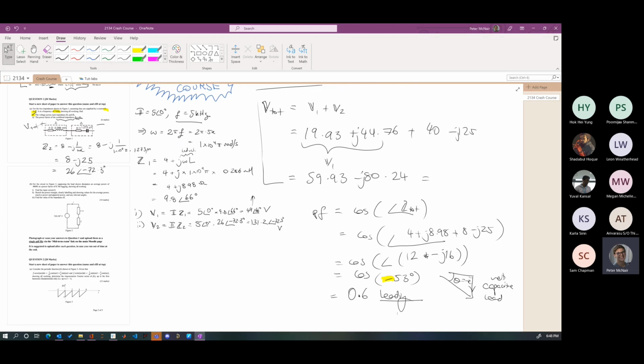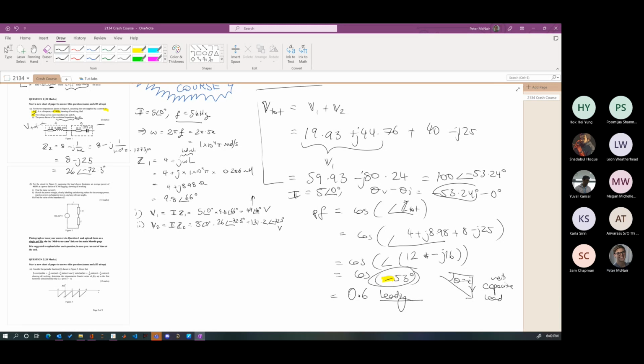Is anyone a bit worried about this different approach using the angle of Z total? It might be worth having a look at if we'd done this using V and I instead. Hopefully they should be equivalent. If we convert this V total into polar form, we get angle minus 53.24 degrees. And then if I is equal to 5 angle 0 degrees, then theta V minus theta I is equal to minus 53.24 degrees minus 0 degrees. And we get the same answer, right?